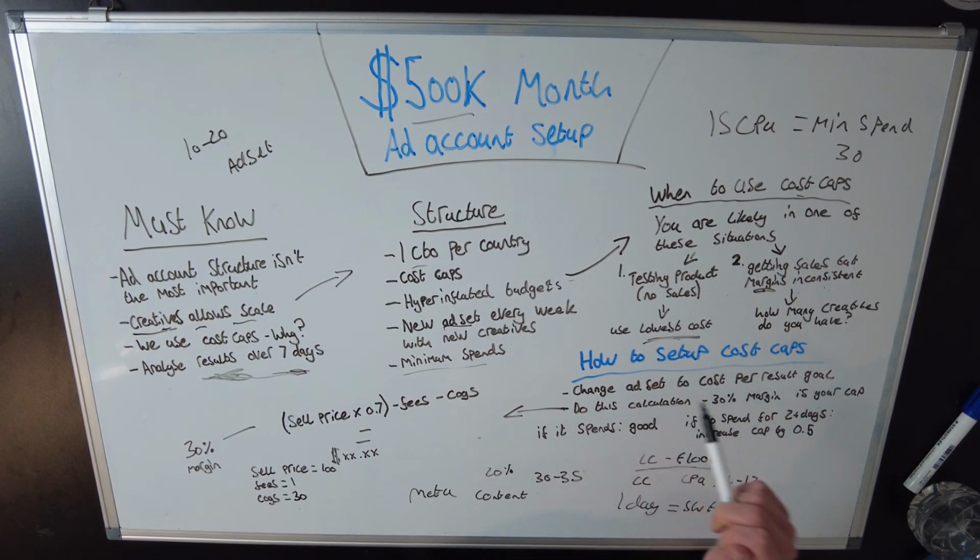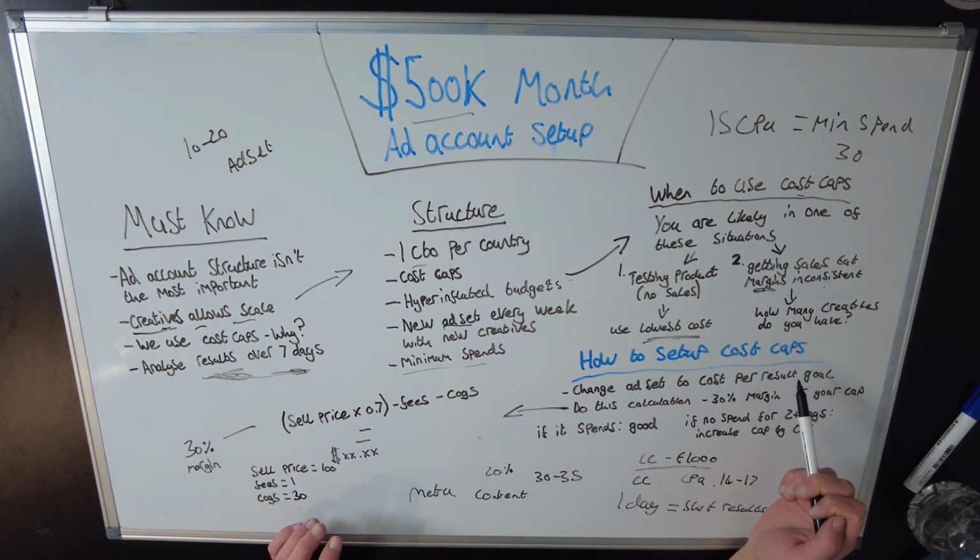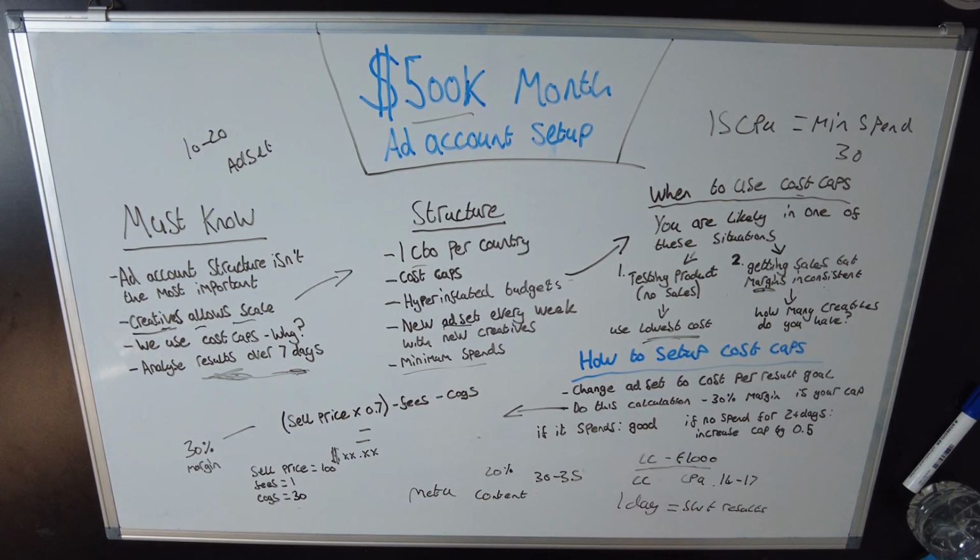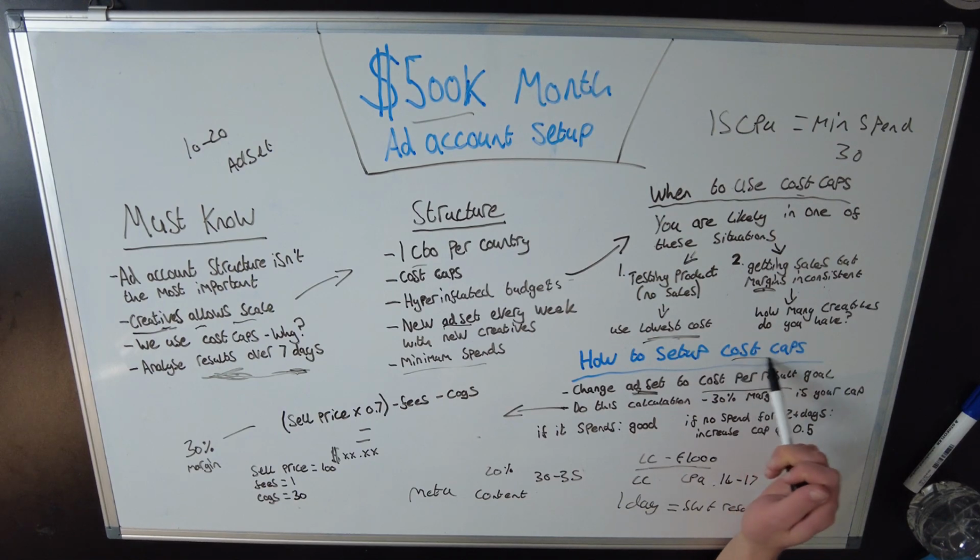But what you'll be asking is, and probably the main purpose of you watching this video is, how do we set up the cost caps on the account? So all you need to do is, on Facebook, you go into I think it's the ad set, and you change the bidding strategy from highest volume onto cost per result goal. This is a cost cap.